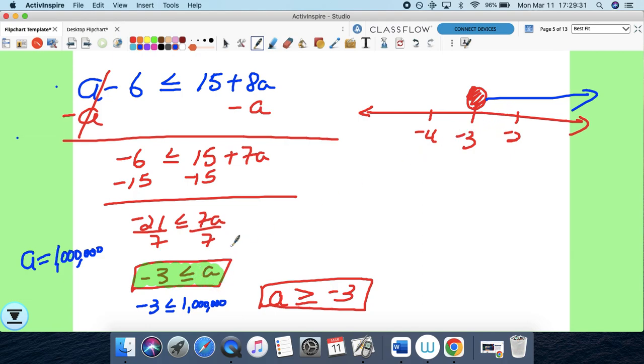Okay. Now remember I said when you have the variable on the left side, then wherever the inequality sign points to is where you point the arrow. So that's the advantage of having the variable on the left side. That's the advantage. For me at least.